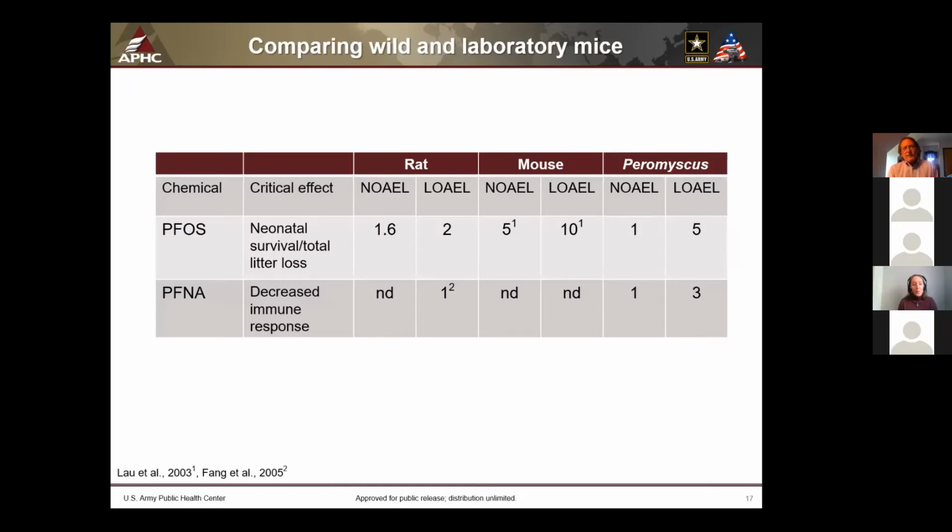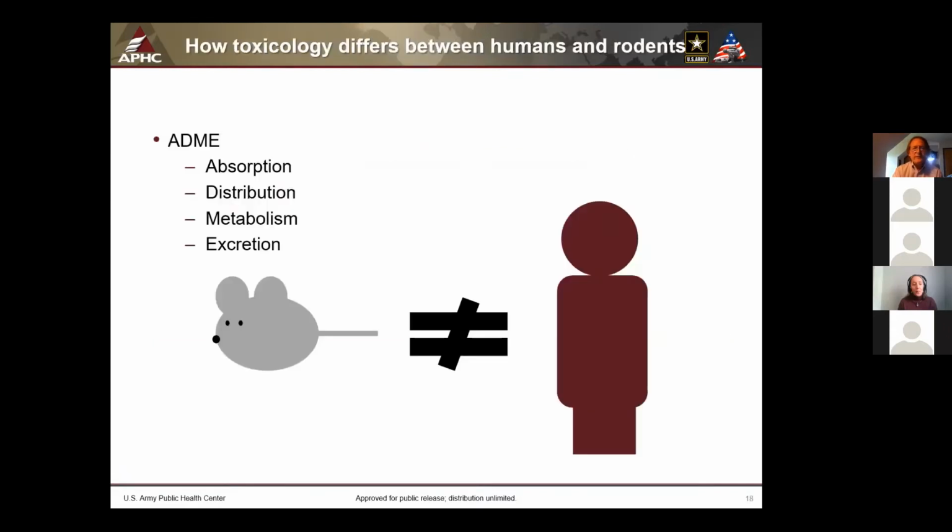And so typically what toxicologists do is we try to characterize it in terms of what is the no adverse effect level and what is the lowest observed effect level. What this diagram shows us is that the effects we're seeing in Peromyscus are almost in the same ballpark that we see in the typical laboratory mouse and typical laboratory rat for both of these chemicals. So we don't expect Peromyscus to be any more sensitive, or at least less sensitive.